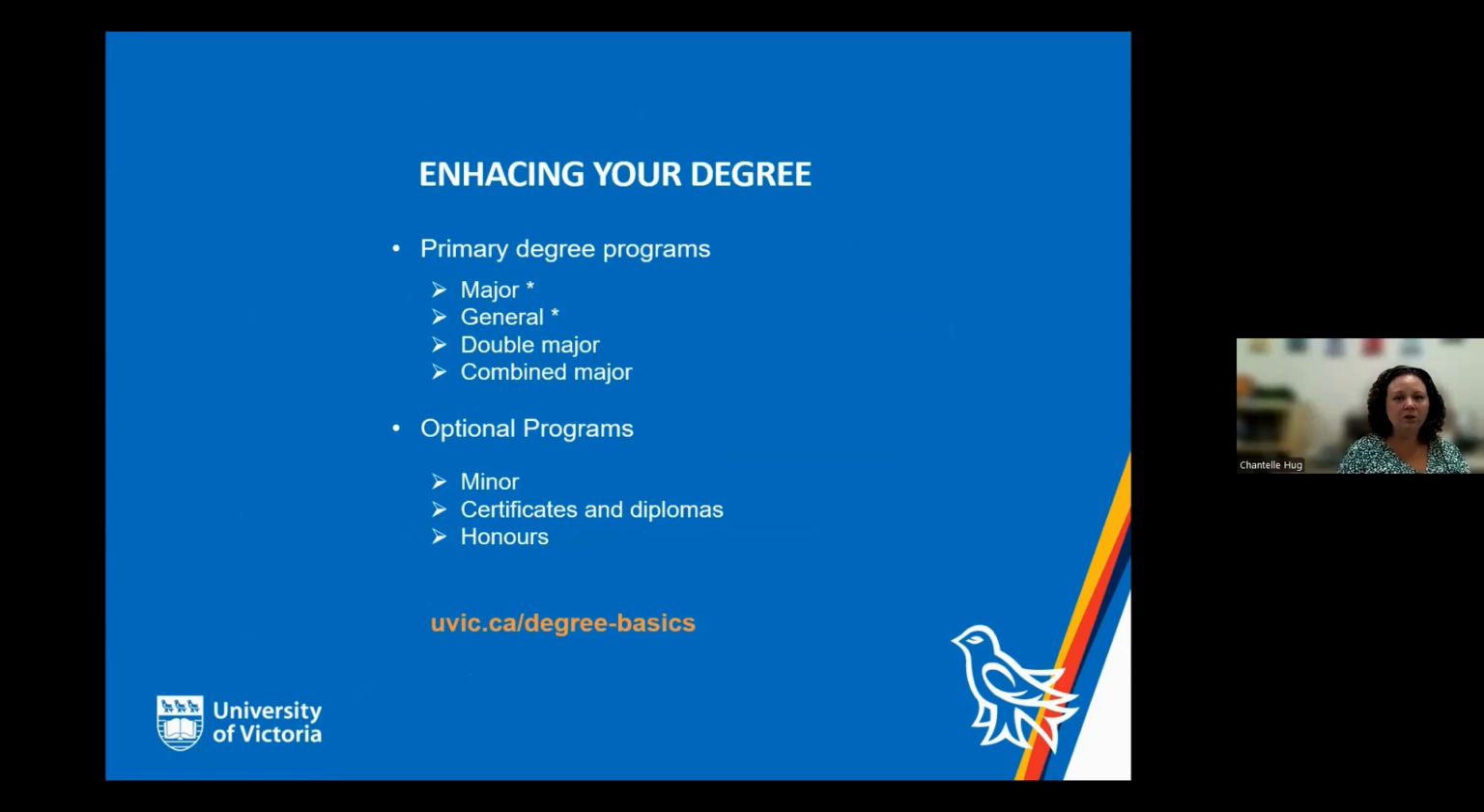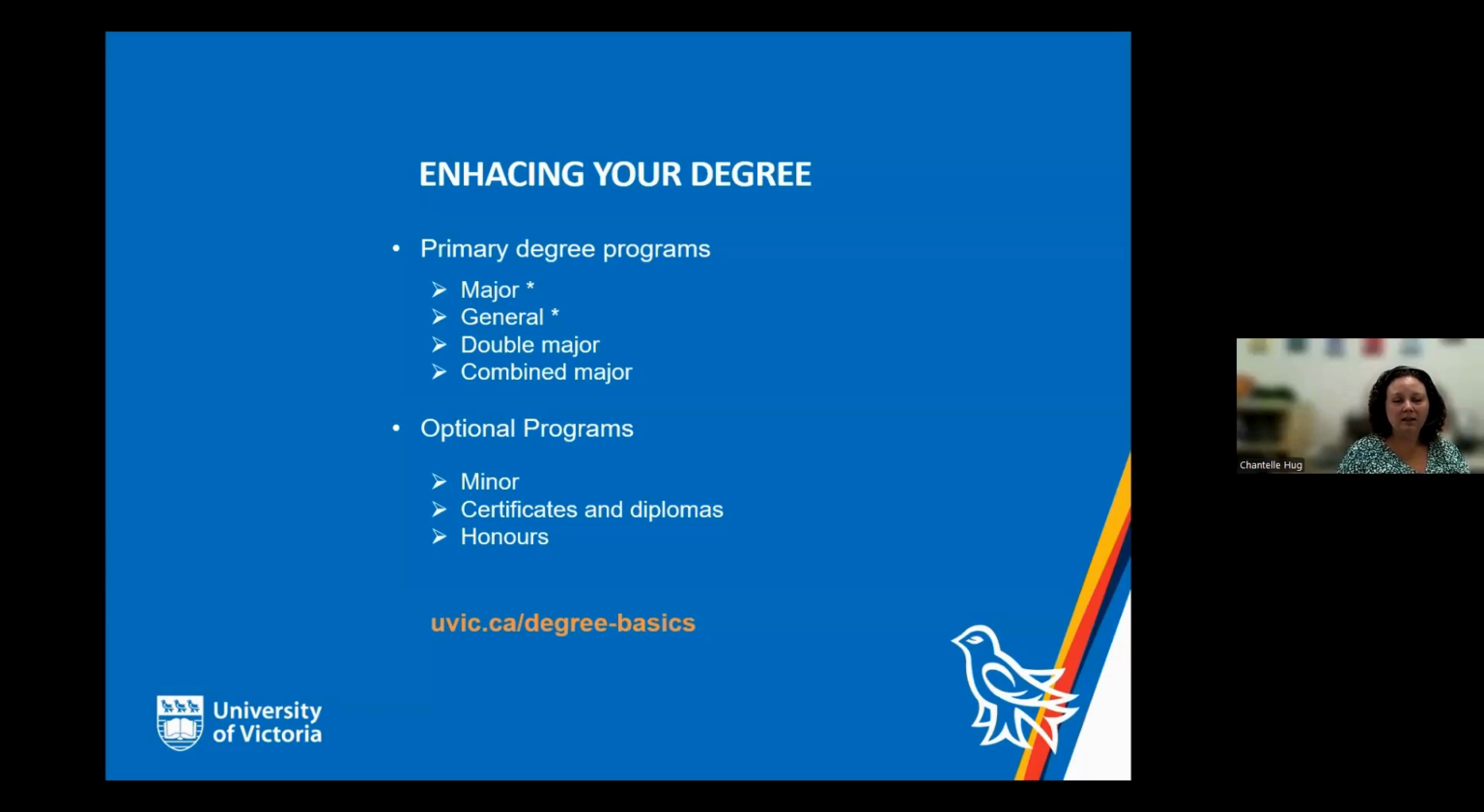All right, so I want to start off with just a reminder that all of these degree components, apart from certificates and diplomas, are added when you declare your program after you've completed 12 units of university coursework. So that might be after your first year studying at UVic. If you're a transfer student, you might be coming in with some units already, but a combination of 12 units allows you to then declare your program. And as Ashley said, a major is the most common primary degree program that our students follow.